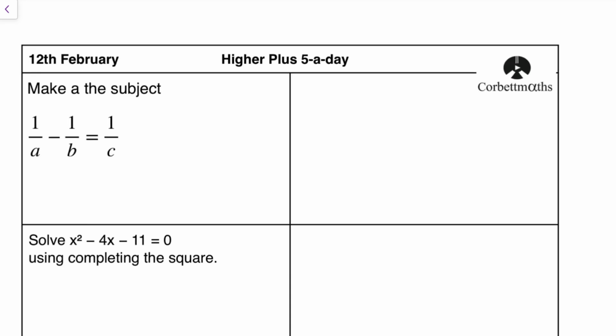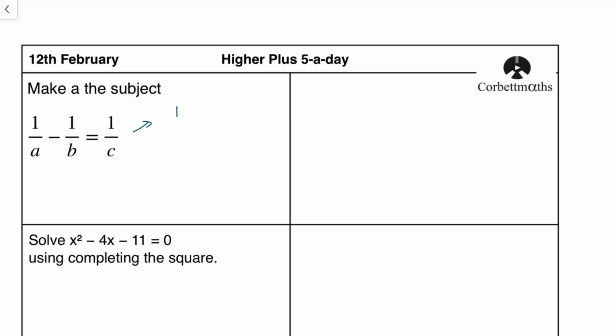So we have make A the subject, and we have an algebraic fraction. Good question. Right, I have to stop saying that every time, but I really do like these sheets. Now, the way I'm going to do this is you've got to remember that I want to end up with A equals. So there's a couple of ways to do it.